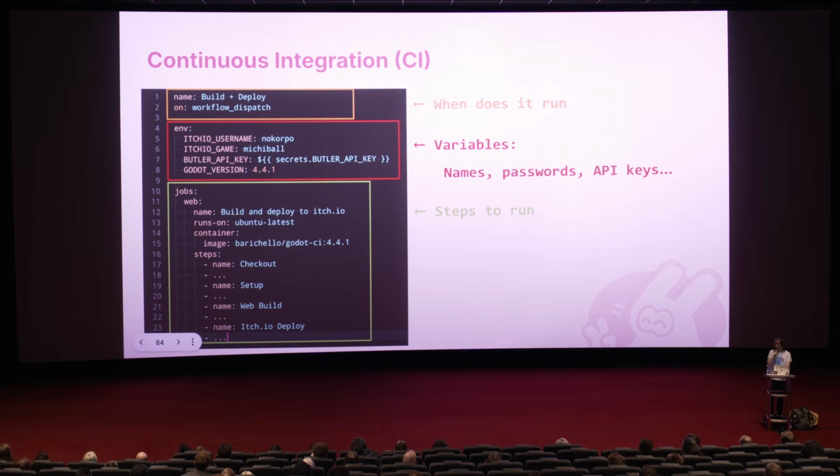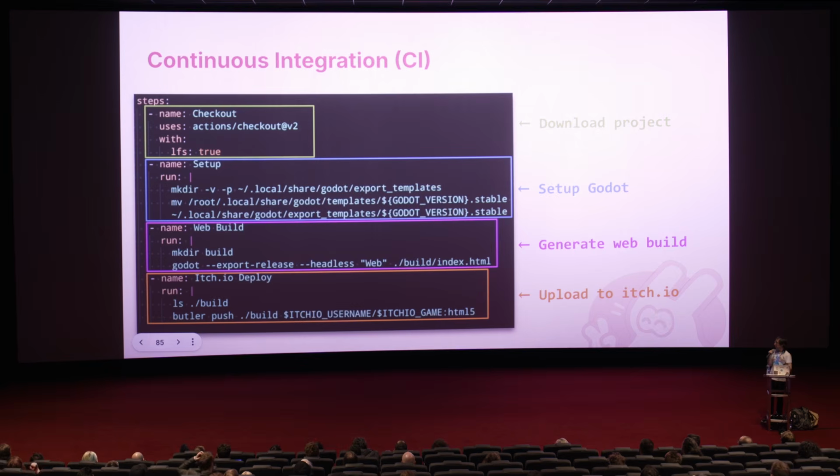But yeah, I don't have a lot of time, so I'm just going to go over it very quickly. The first part is defining when this workflow runs. Then we have the data, then the steps to run. And the steps to run are also super simple. You can see the first one is just downloading the project files. Then we set up Godot, which is just creating a folder and moving a file into it. And then we generate the build with a single line and then upload it to itch.io with Butler. So it's another single line on the terminal.